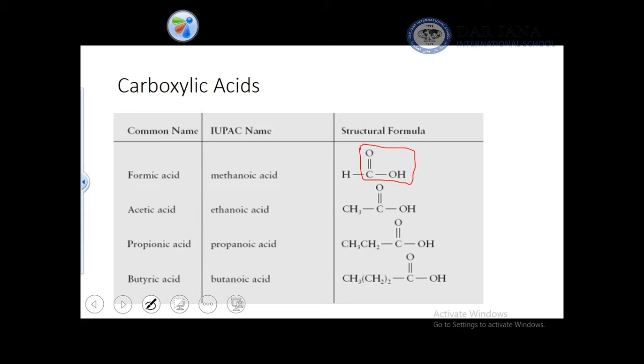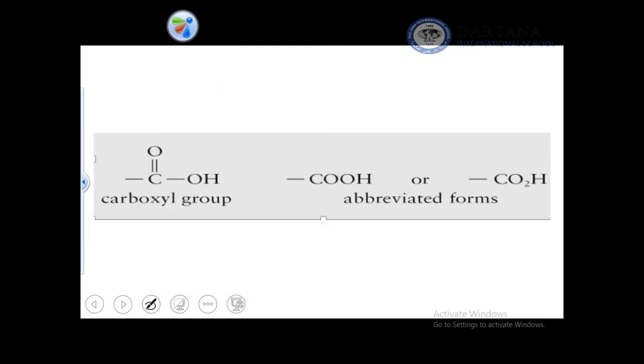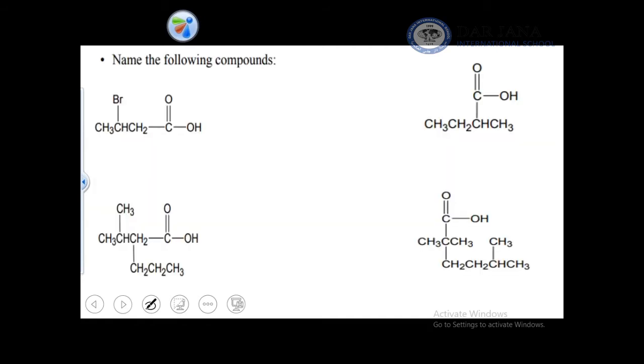So the presence of a carboxyl group in a molecule makes it a carboxylic acid. Look at the carboxyl group in this representation, and we have other representations for the carboxyl group, COOH or CO2H. Let's learn how to name carboxylic acids.